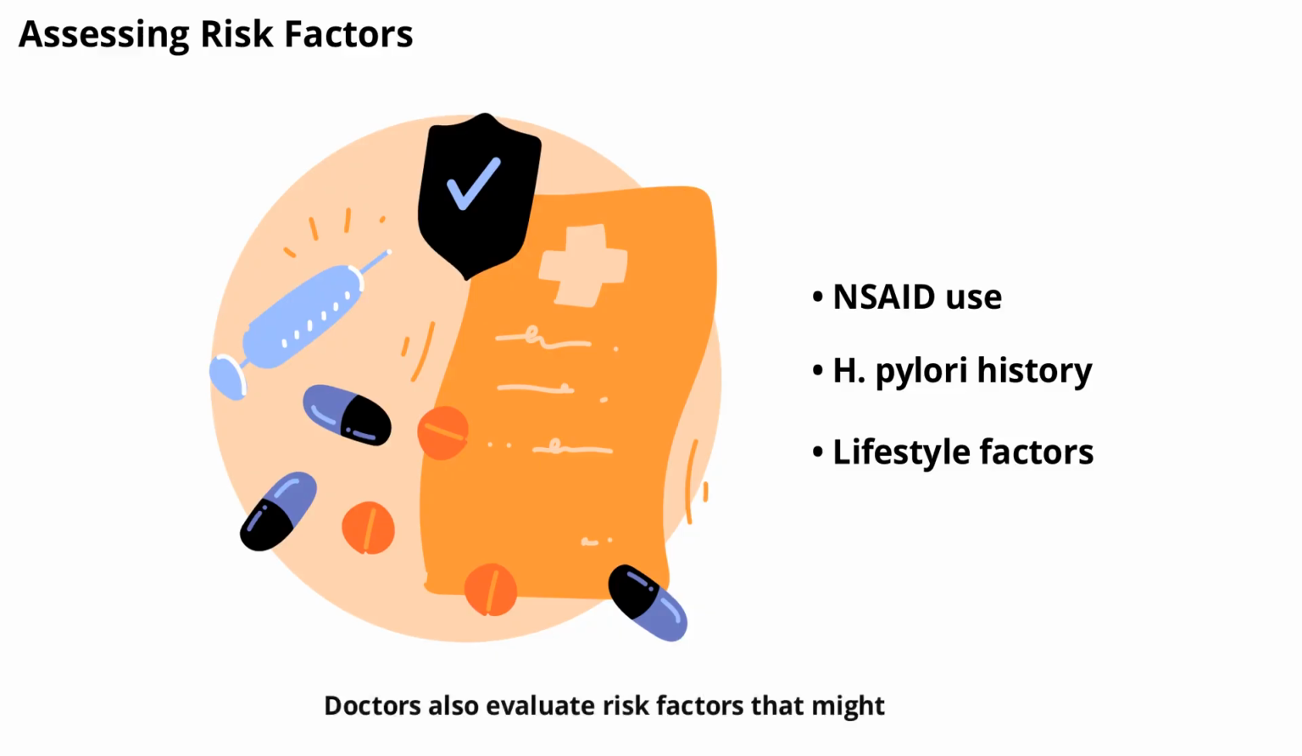Doctors also evaluate risk factors that might increase your chances of developing a peptic ulcer. These include frequent use of non-steroidal anti-inflammatory drugs, NSAIDs, a history of Helicobacter pylori infection, smoking, and excessive alcohol consumption. Understanding these risks helps doctors tailor the diagnostic approach and consider the most likely causes of your symptoms.